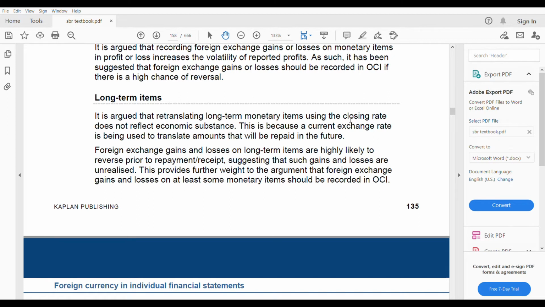But that will be repaid in the future. In the future, the exchange rate will change, right? But today you are translating the amount using today's current exchange rate, but you will pay in the future. So in the future, the amount will change. Foreign exchange gains or losses on long-term items are highly likely to reverse prior to repayment and receipt, right? That means even for a foreign exchange gain or loss, you might say, okay, recognize it under OCI, but it can be recorded under the profit and loss account later. They can be reversed, depending on payment and receipt, suggesting that gains and losses are unrealized. This provides further weight to the argument that foreign exchange gains and losses on at least some monetary items should be recognized in OCI.